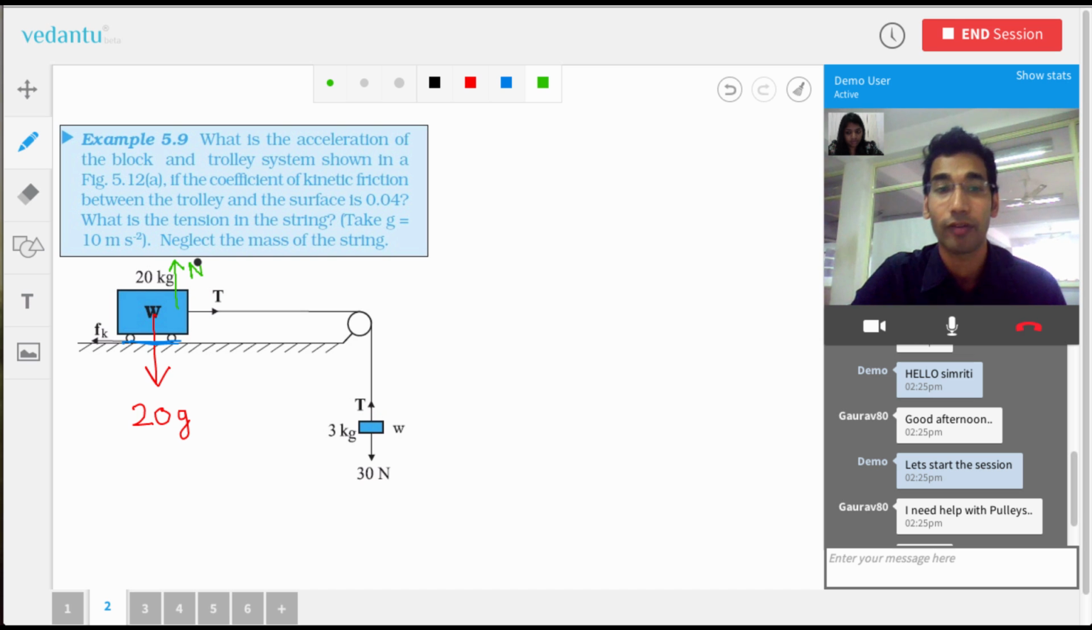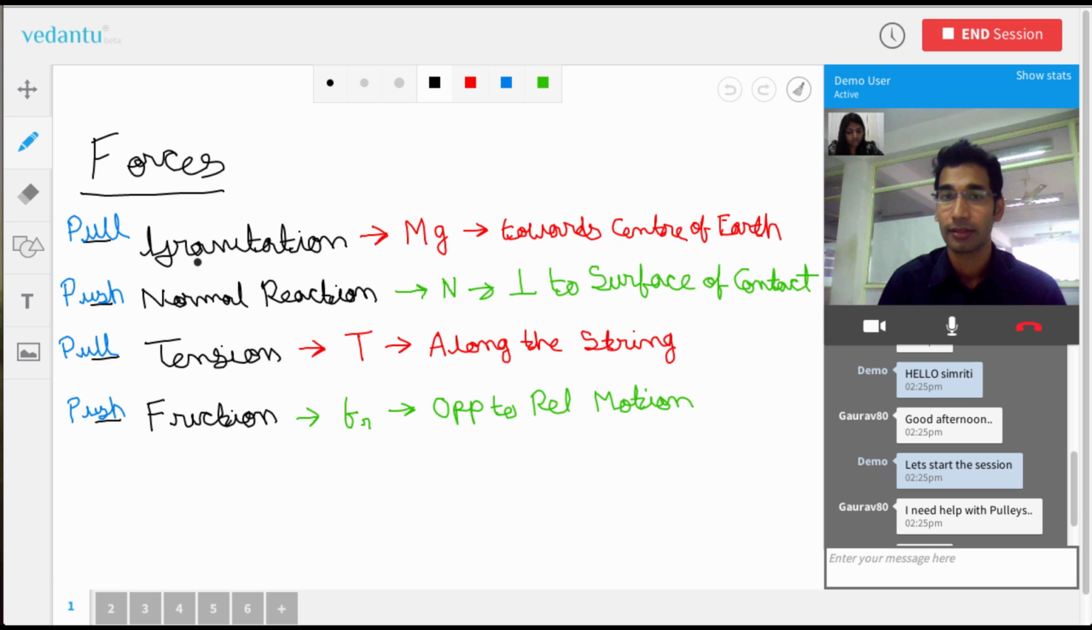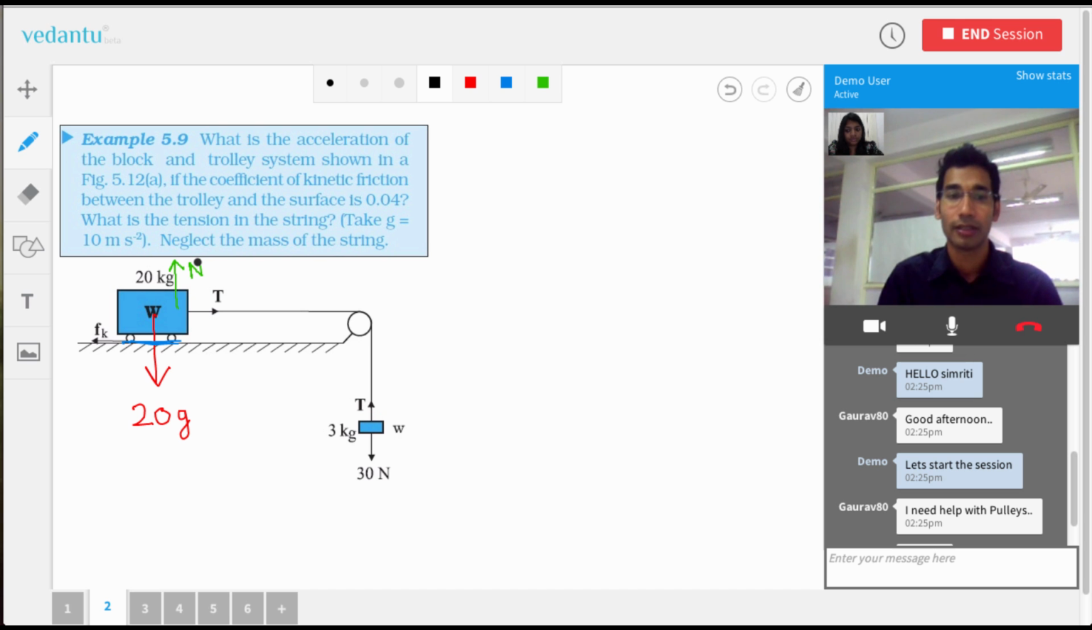Remember, the reason why it is upward and not downward is, we have written that the direction and the nature of this force is a push. So push here is upward. Got it? What is the third force which we saw? Tension. It's already drawn on the string, so tension is in this direction. Yes, the tension is in the right direction. Very true. And the fourth force which we saw is friction.